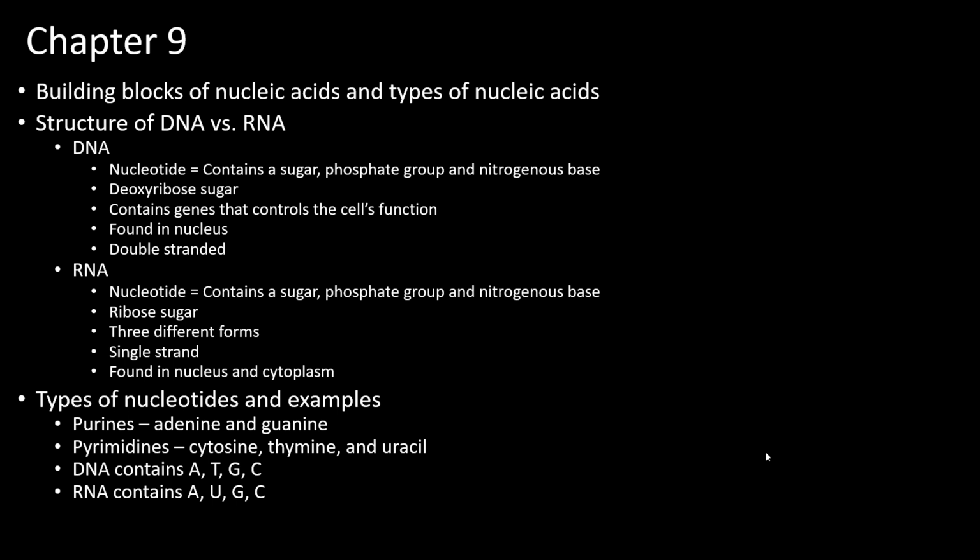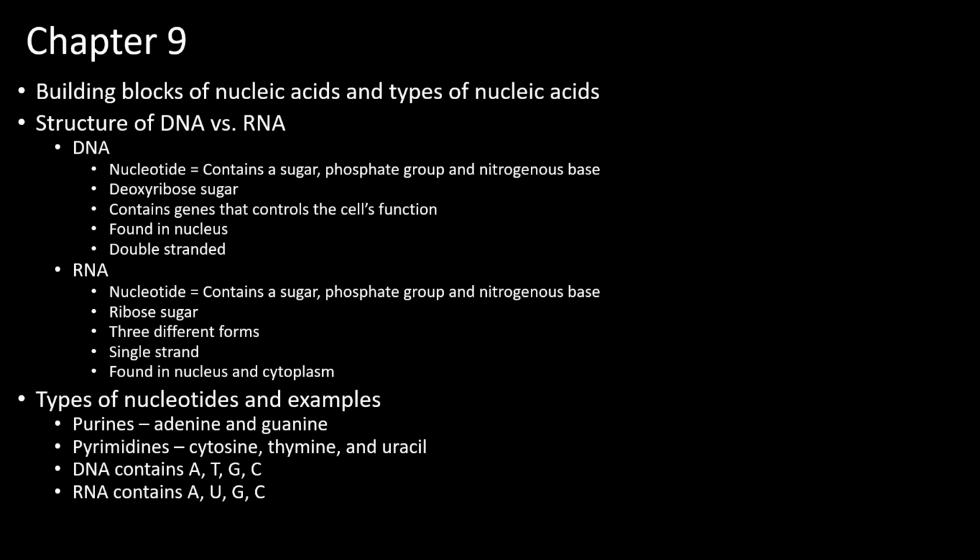RNA, on the other hand, also has a nucleotide as its building block, and it contains a sugar, phosphate group, and nitrogenous base. But the sugar is different here. It is a ribose sugar. We also see that RNA can come in three forms. We can have mRNA, which is messenger RNA, tRNA, which is transfer RNA, or rRNA, which is ribosomal RNA. RNA comes as a single strand, and RNA can be found in the nucleus and the cytoplasm.